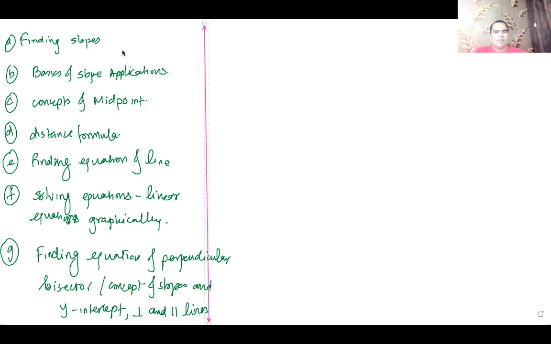So let's first understand the basic concept of slope. Now when we have, let's say, a line on a coordinate system, and the two points that we have on the line are x1 and y1, and the second point is x2 and y2. When you want to find the slope of this line, the slope is simply defined as y2 minus y1 over x2 minus x1.